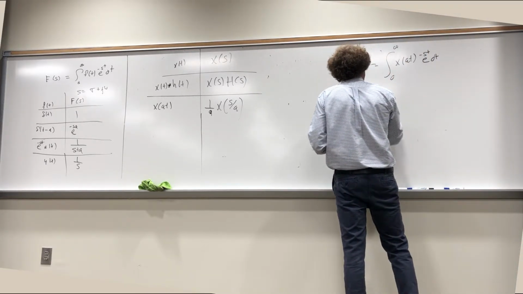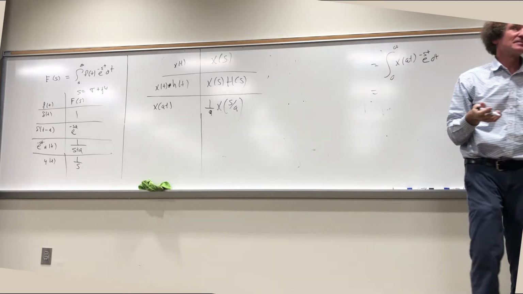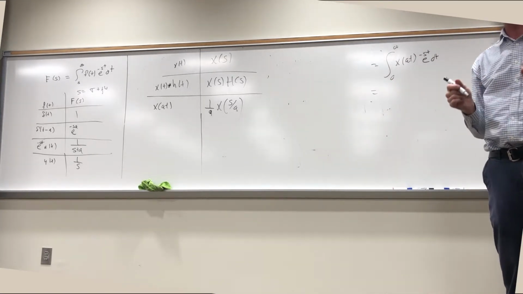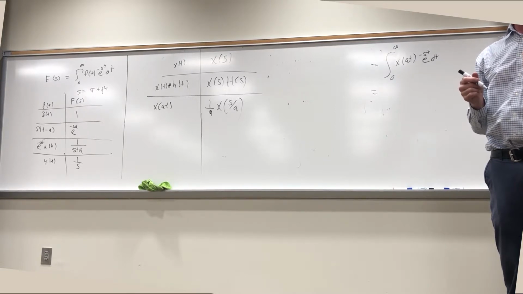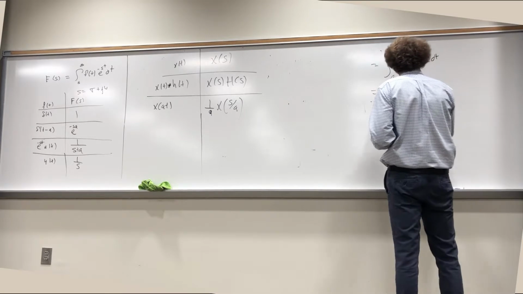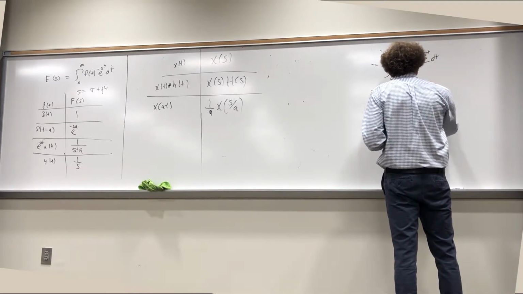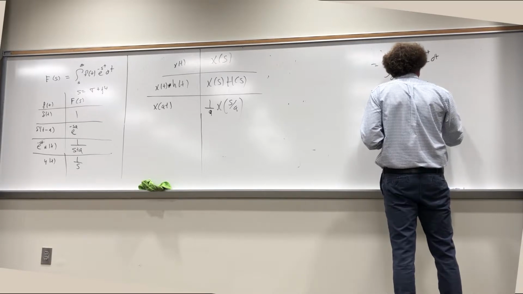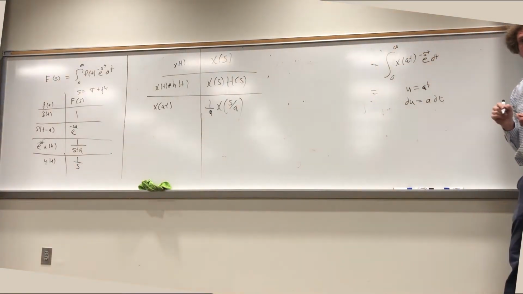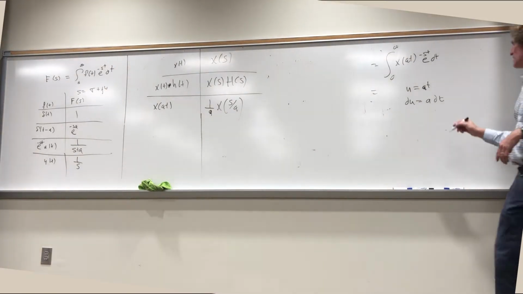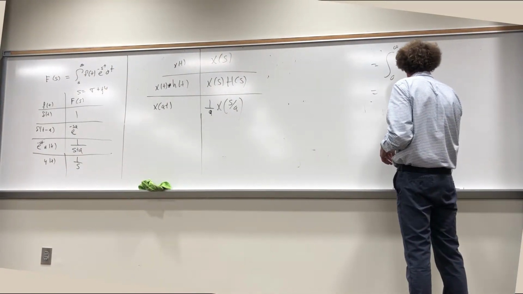So for this, what am I going to do next? Remember, I'm trying to turn that into something that looks just like a Laplace transform with something else next to it. Probably make at a constant, or some variable, right? So I'll go ahead and make u equal to at. That means du is equal to a dt, correct? Nothing fancy.